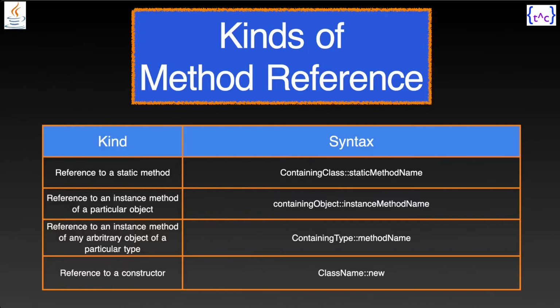Next one is reference to an instance method of an arbitrary object of a particular type. How will the syntax be for this? It will be the containing type, for example, let's say Integer or String, and double colon and then the method name. And then the last one is reference to a constructor. So class name followed by double colon and then new. All right, so these are the four kinds of method references. Thanks to the wonderful Java docs of Oracle, I have taken a couple of points from there. So let us switch to the demonstration now and we'll see each of these kinds with some examples.